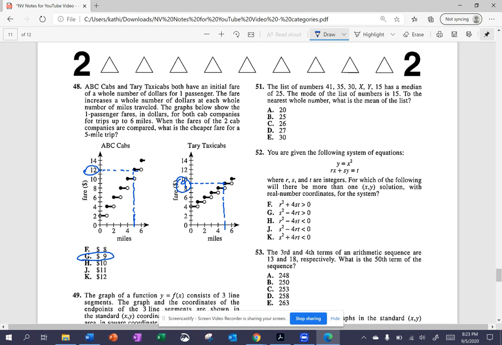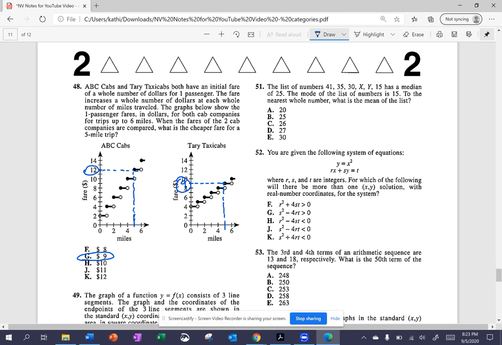The list of numbers 4, 35, 30, x, y, and 15 has a median of 25. The mode of the list of numbers is 15. To the nearest whole number, what is the mean of the list? Again, the mean is the average, median is the middle number, and the mode is the most frequent.